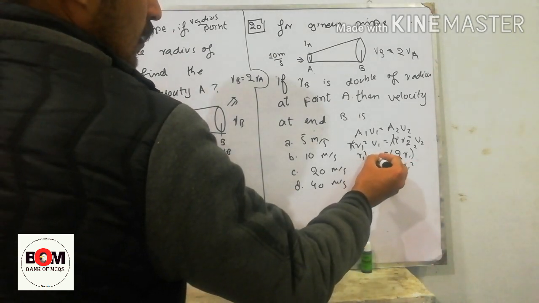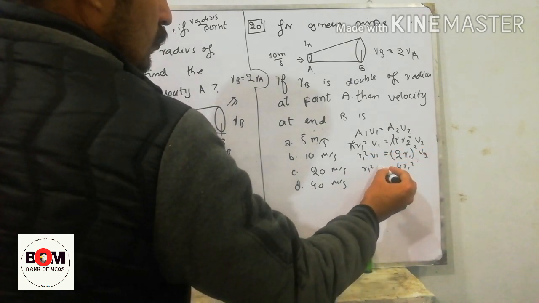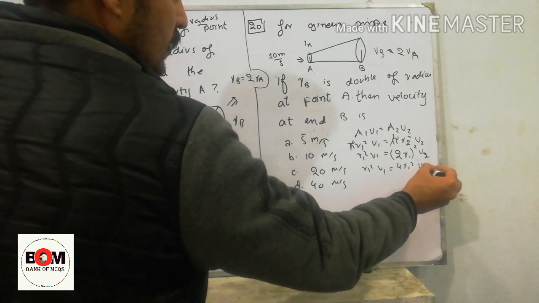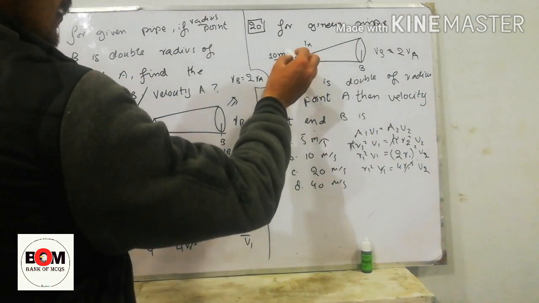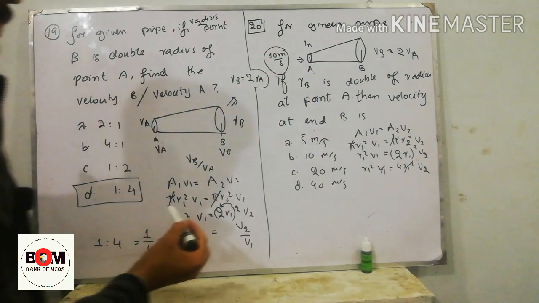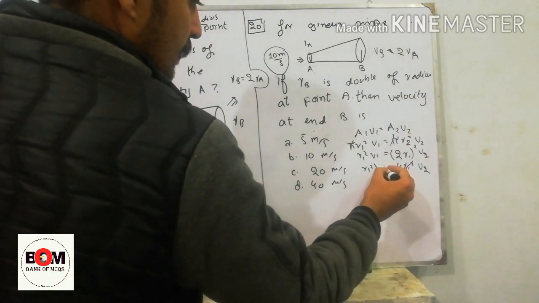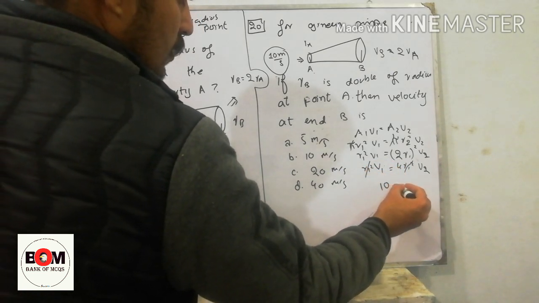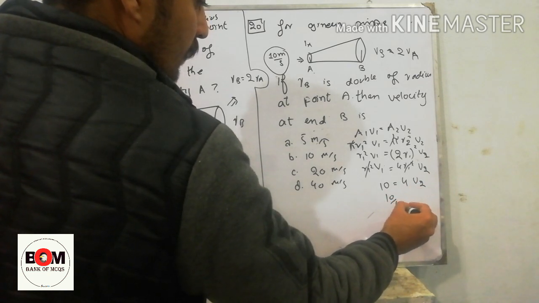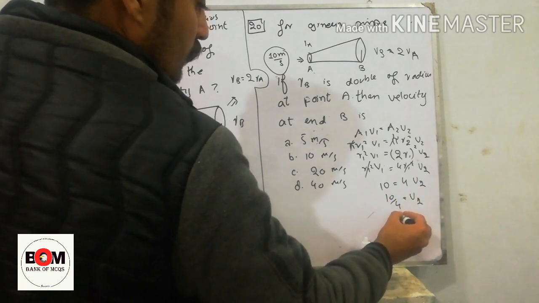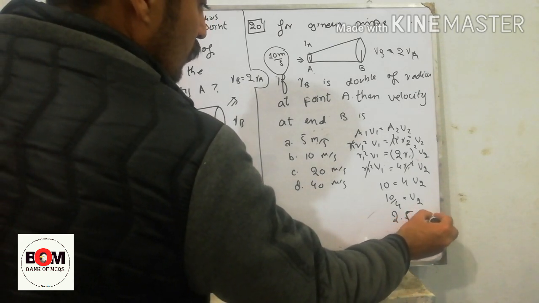So R1 square V1 is equal to R2 square V2. We can also write R1 square V1 is equal to 4 R1 square V2. R1 square cancels with R1 square, and the velocity at point A is 10 meter per second. So 10 meter per second is equal to 4 times V2. So 10 divided by 4 is equal to V2. 4 twos are 8, and 2.5 is equal to V2.